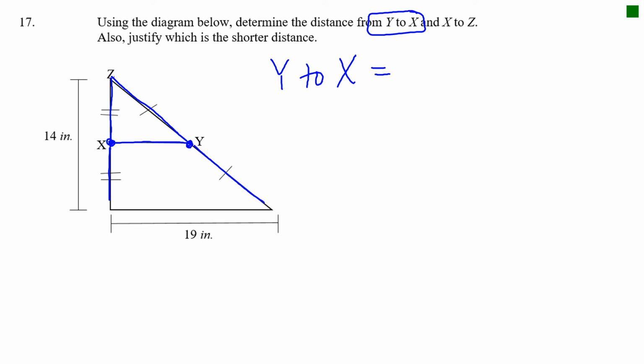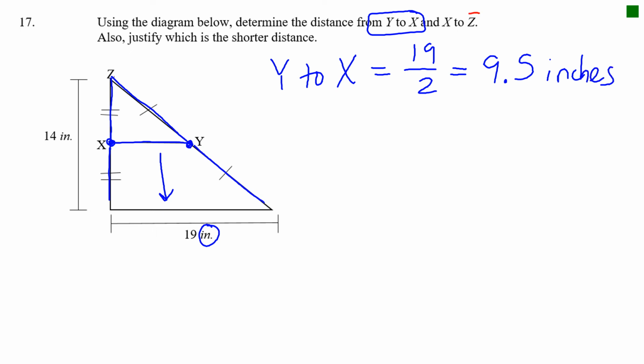So a mid-segment says that it's going to be half the length of the opposite side, or in this case, the base. So to find half of 19, we're going to have to take 19 and divide it by 2, which is going to give us 9.5. And because they gave us a unit of measurement, inches, we're going to go ahead and put inches at the end of this. Okay, so that's the first distance.